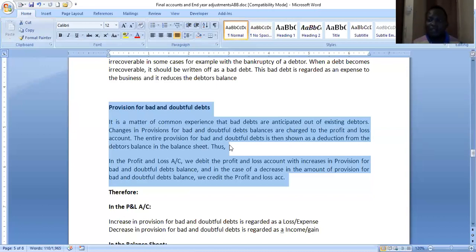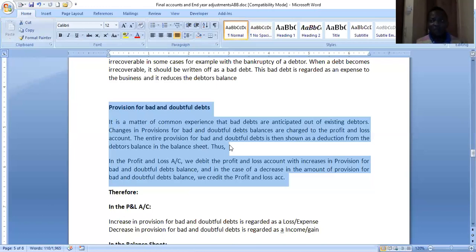That is, this debt of mine is in court. He may be in jail, he may get out. So there's that possibility that he may pay me or not. So with that anticipation, you create a provision for bad and doubtful debt. So you don't write him off as a bad debt, but you write him off as a provision for bad and doubtful debt, because you're not sure.